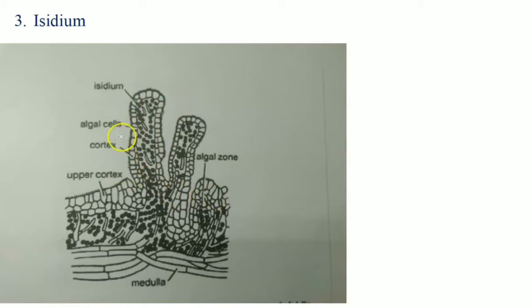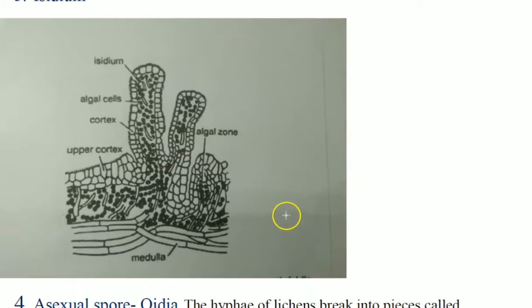In this isidium, the upper cortex and the cells form a papillate structure, a cone-like, rounded structure. Below this upper cortex, there are algal cells present. These cells absorb sunlight and prepare food material. The process is called photosynthesis. When this part is cut down and germinates in another place, it forms a new lichen.